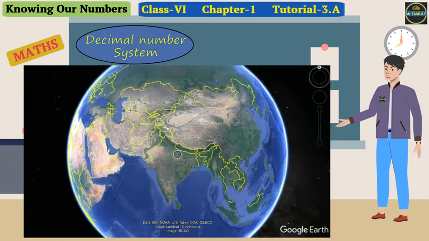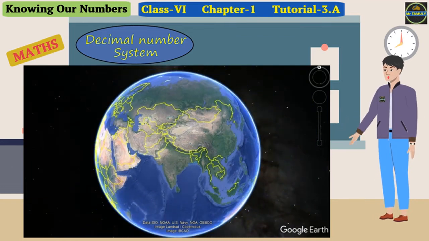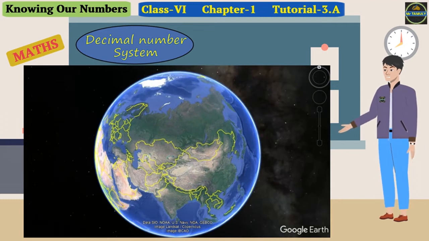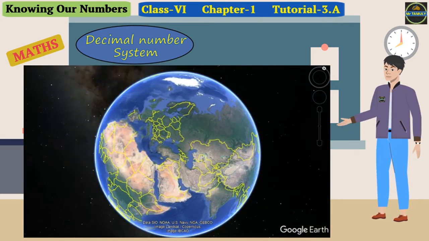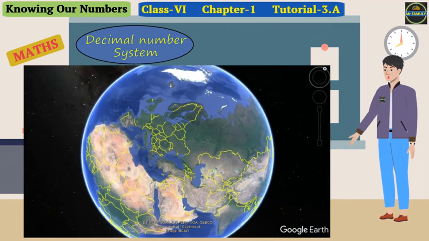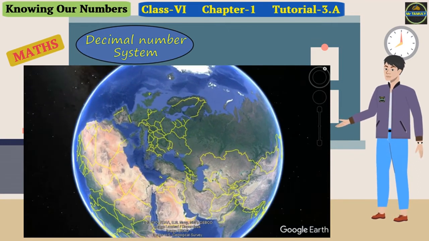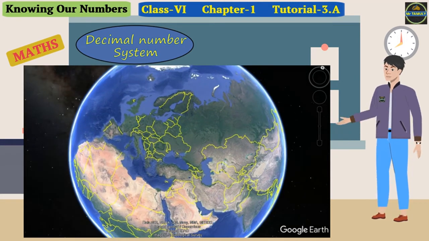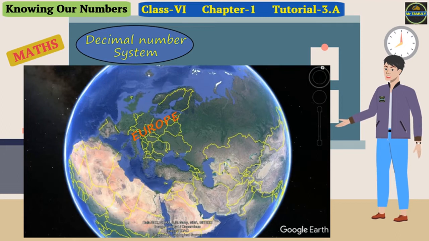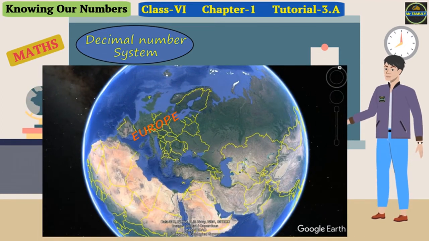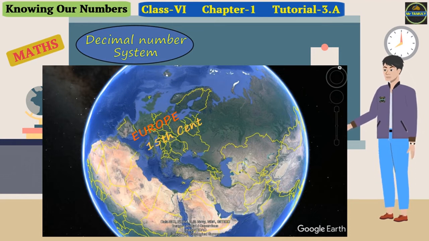In order to find Europe in Google Earth, we shall again zoom out a little. Then we shall move a little northward and then in the westward direction to locate Europe. In Europe, the decimal number system attained its final and modern form by 15th century CE.